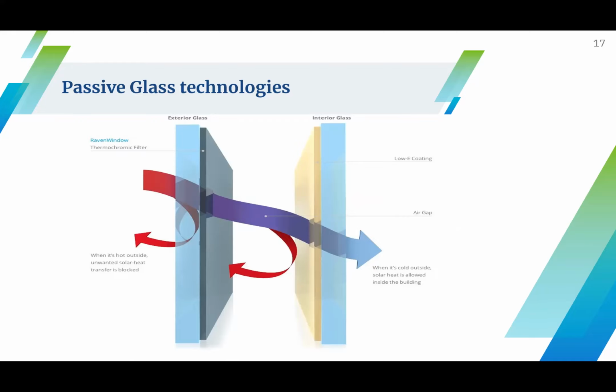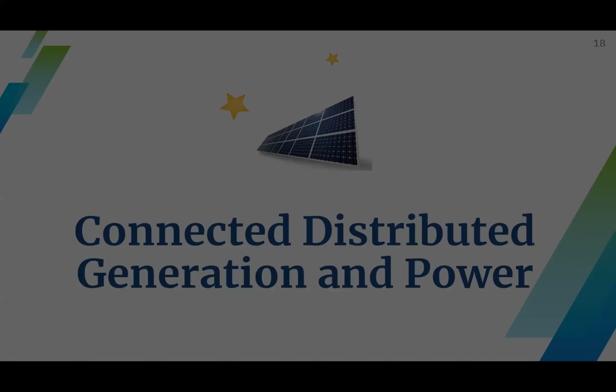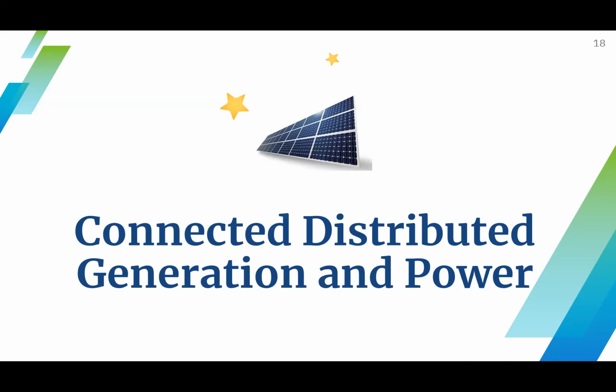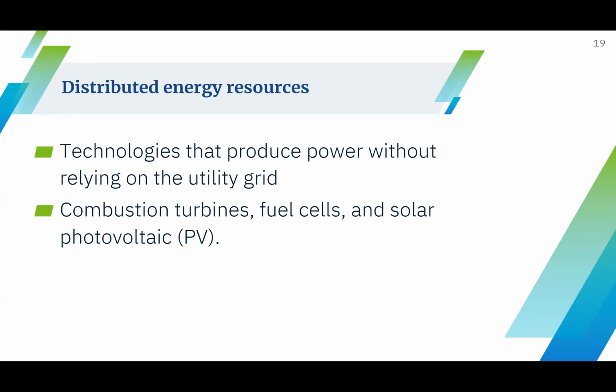We will now talk about distributed energy resources. Distributed energy resources refer to technologies that produce power without relying on the utility grid, such as combustion turbines, fuel cells, and solar PVs. As a result, they can function as standalone systems or as grid-connected systems in parallel with the electric power grid.